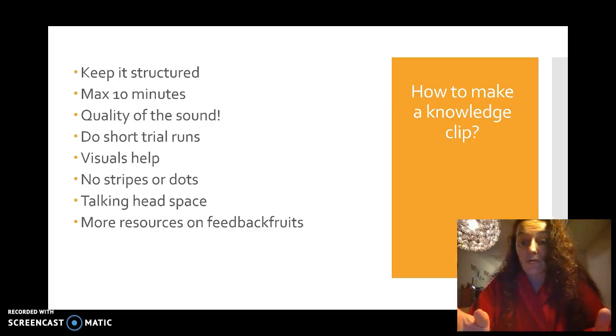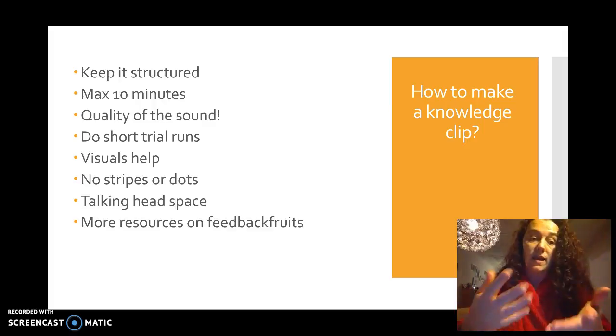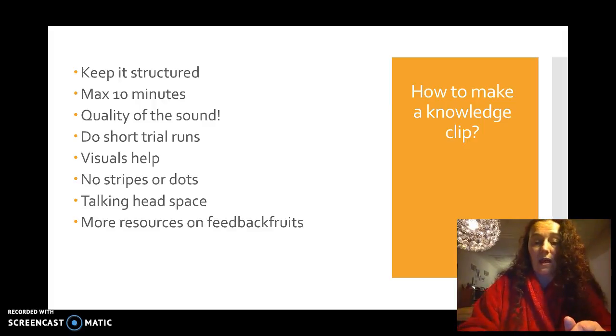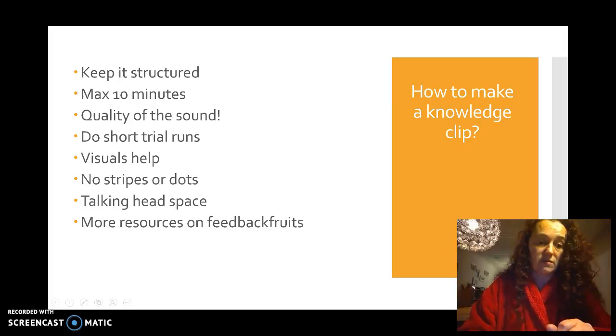Use visuals. Having a talking head is not the only visual that's helpful. Don't wear stripes or dots. Leave space for the talking head, because if you have text over here and the talking head goes over it, people can't read it. And again, more resources will be put on Feedback Fruits.